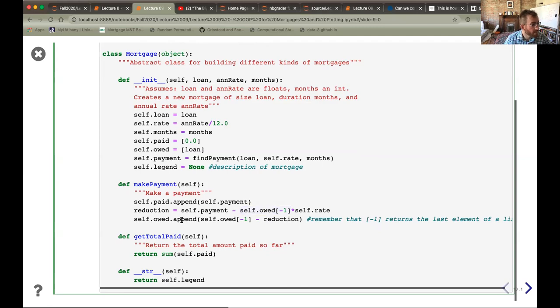All right. And so then we go on to see how much is owed. Well, we look at the last entry of owed, and then we subtract the reduction. So again, if you look carefully, this is exactly this formula back here. So just remember, we have self.owed minus reduction, where reduction is this minus that.